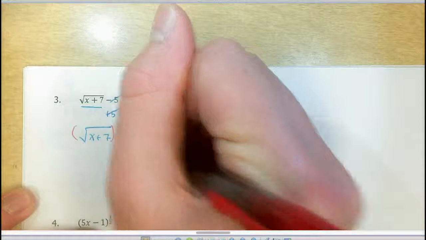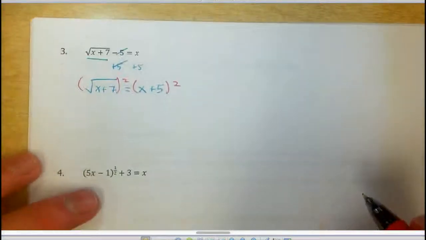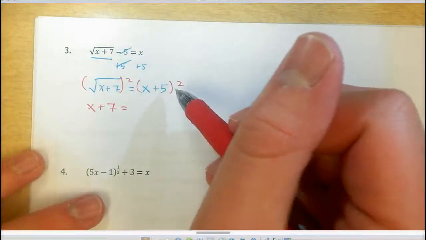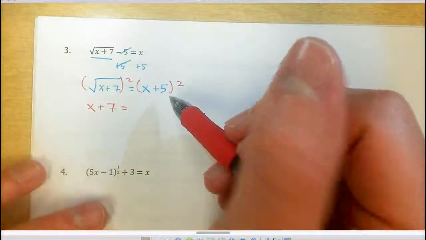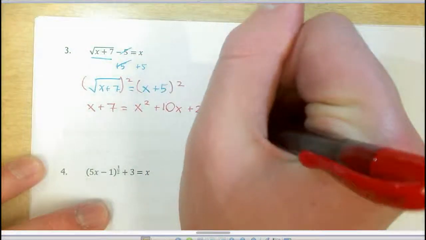When you're squaring, make sure you square the entire quantity on the right side, the quantity x plus 5. So what we end up getting is, on the left side, just x plus 7. On the right side, we're going to have to do a little bit of foiling, because when you square a binomial, you have to think about it as x plus 5 times itself. So this actually gives us x squared plus 10x plus 25.